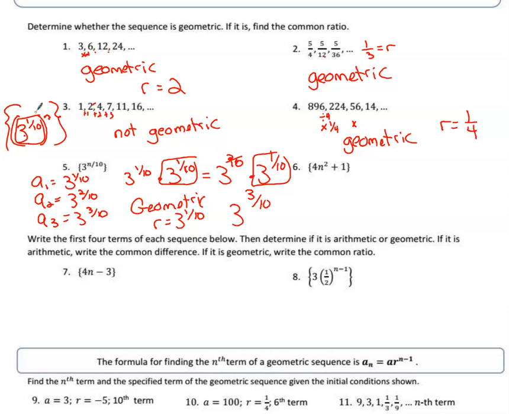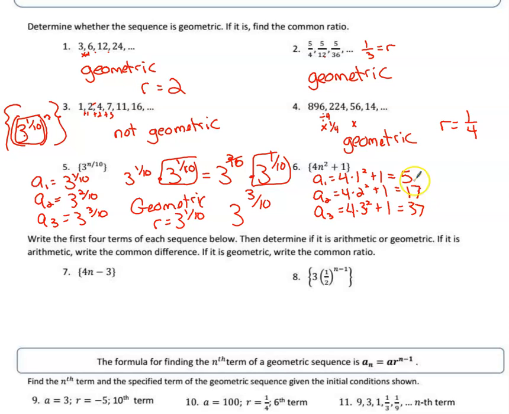Well, let's look at number 6. So to find the first term, 4 times 1 squared plus 1 is 4 times 1, which is 4 plus 1 is 5. To get the second term, we do 4 times 2 squared plus 1, which is 4 times 4 plus 1, which is 16 plus 1, or 17. To get the third term, it's 4 times 3 squared plus 1, which is 9 times 4 is 36 plus 1 is 37. We're not multiplying by anything.